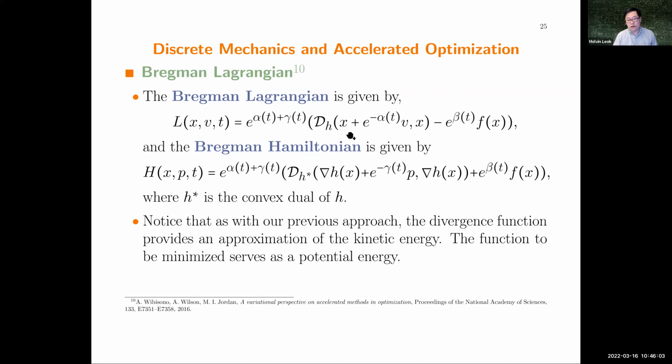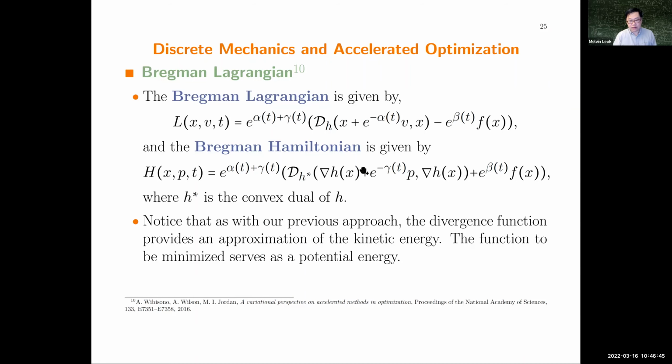You have a divergence function applied to two nearby points, which is again a kinetic energy like term. And then you have a term here which is associated with the loss function. So in our problem, the loss function was the Bregman divergence of the estimator in the data, and so that would be our f. Again, this is similar to what you have here. The point is that you have a Lagrangian and Hamiltonian formulation. But what's important to note is that the Lagrangian Hamiltonian formulation is time dependent, and this is going to have implications when you try to discretize it.